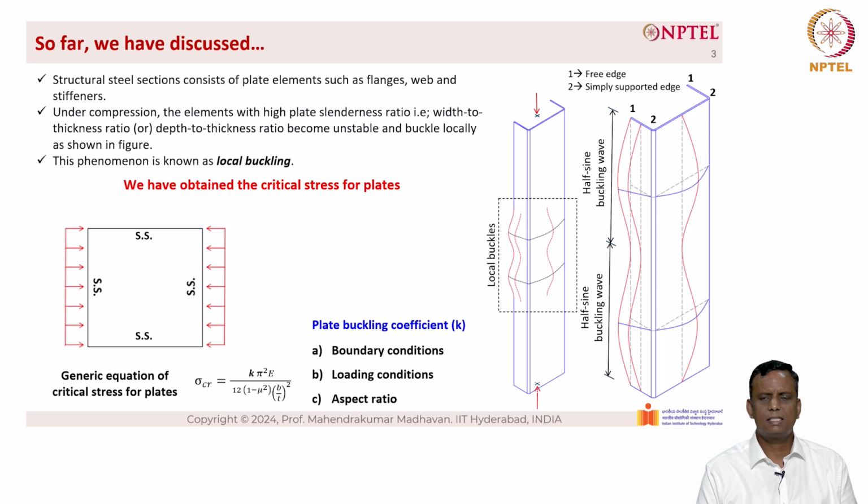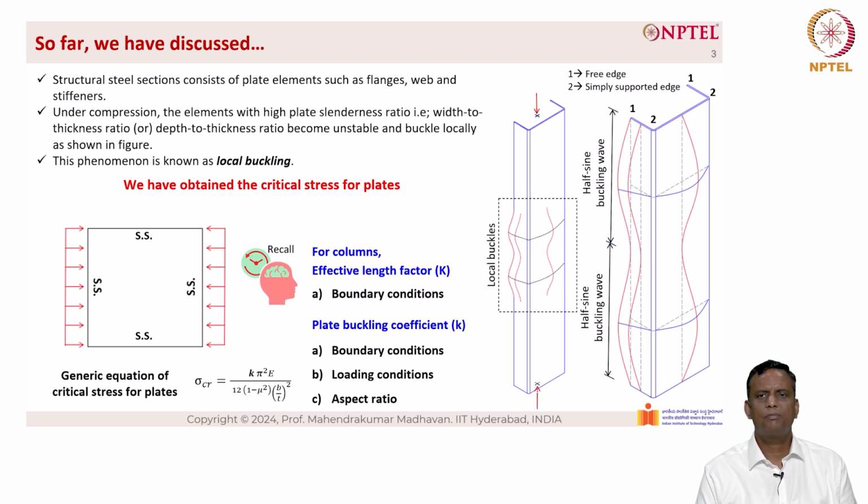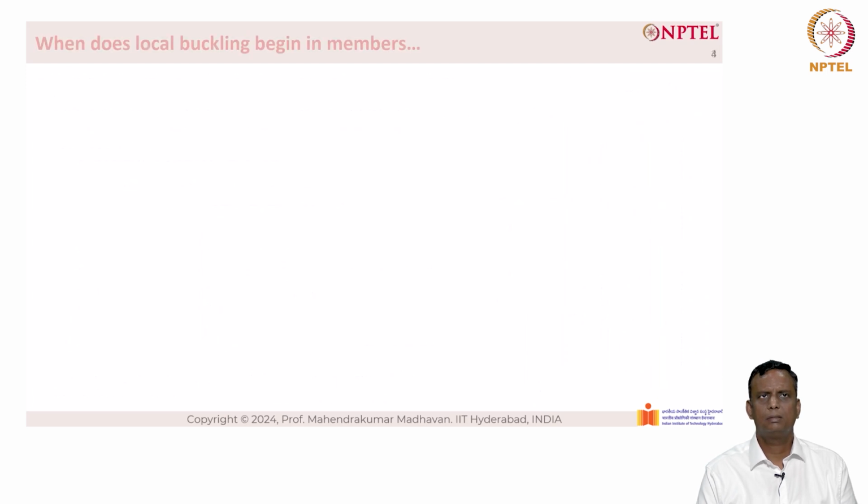Here, k is the elastic plate buckling coefficient, which is a function of boundary conditions, loading conditions as well as aspect ratio. Recall the same thing for columns, where the effective length factor K is a function of boundary conditions only. You should remember that both of them have the factor K. The small k represents the plates, and the capital K represents the effective length factor for the columns. Now, let us look at when local buckling begins.